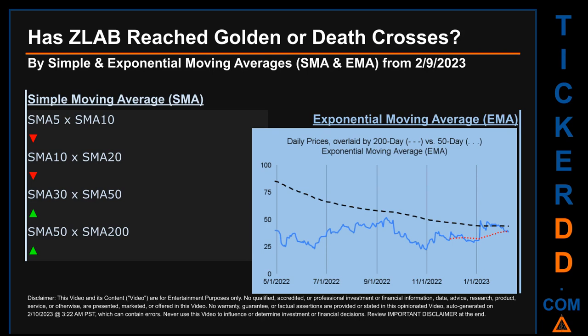Continuing with SMA, we looked across the 5 to 10, the 10 to 20, and the 30 to 50-day ranges to see if golden and death crosses had been reached. We found a golden cross signal for the 30 to 50. We found a death cross signal for the 5 to 10 and the 10 to 20.